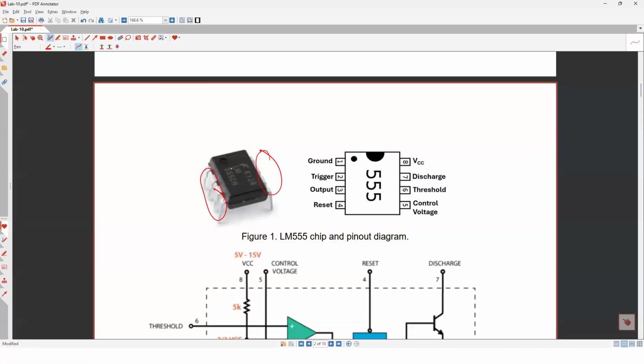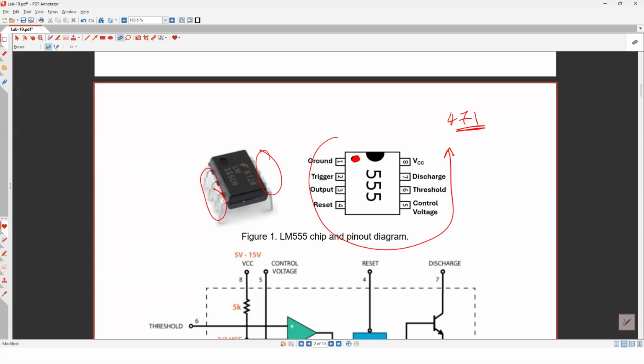You see here, as you know, I don't need to repeat it, similar to the 471. Here you start counting from here, and then you can go counterclockwise, as you see here.